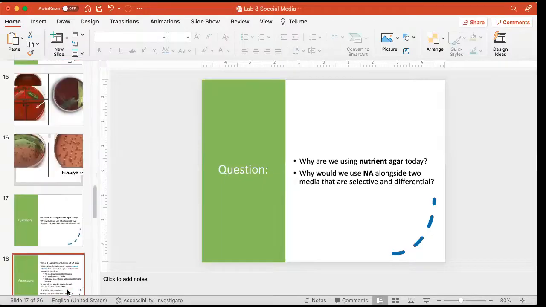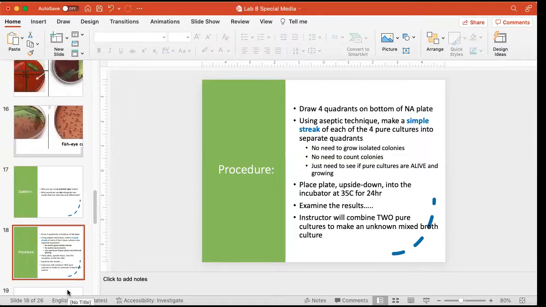All right. So here's the procedure. I took my NA plate, my nutrient agar plate. I actually drew four quadrants on the bottom of the plate. And then using my very best aseptic technique, I made a simple streak pattern in each quadrant with each of those four pure cultures. I can just do a quick zigzag streak, because all I need to show is that those four cultures are alive and growing.